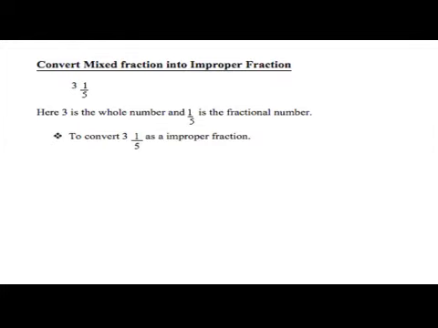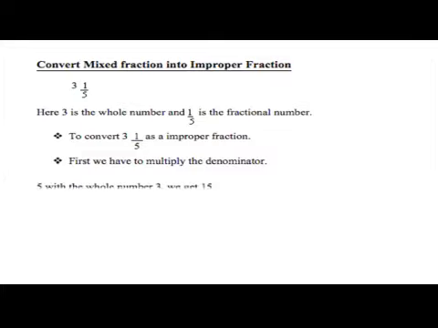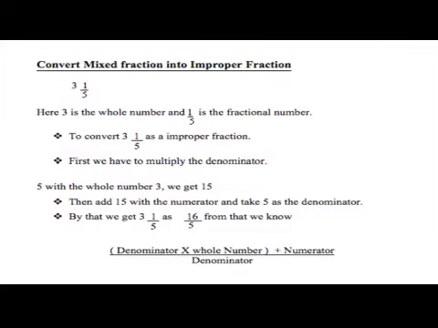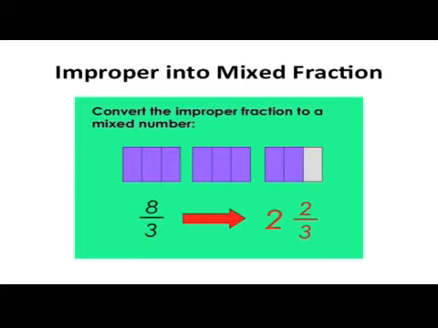To convert 3 1 by 5 into an improper fraction, first we have to multiply the denominator 5 with the whole number 3, we will get 15. Then add 15 with the numerator and take 5 as the denominator. By that we get 3 1 by 5 as 16 by 5. From that we know, denominator into whole number plus numerator, divided by denominator. Are you clear?